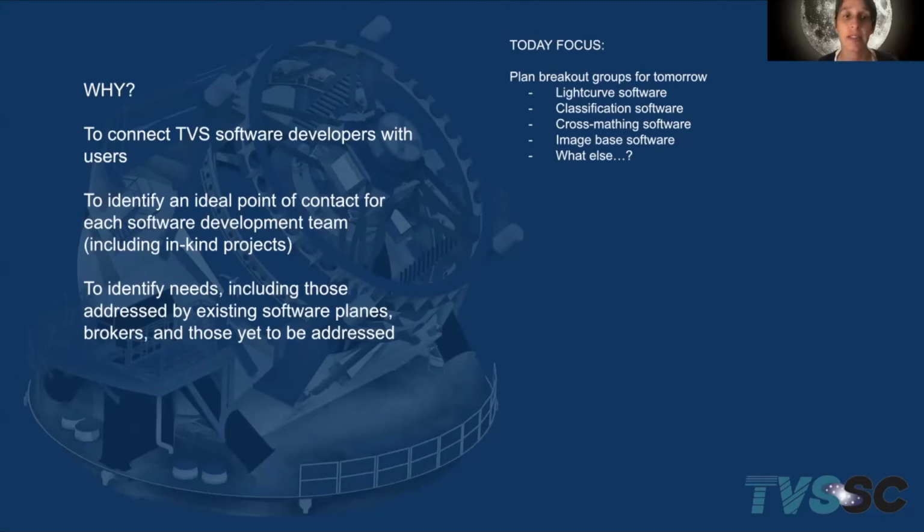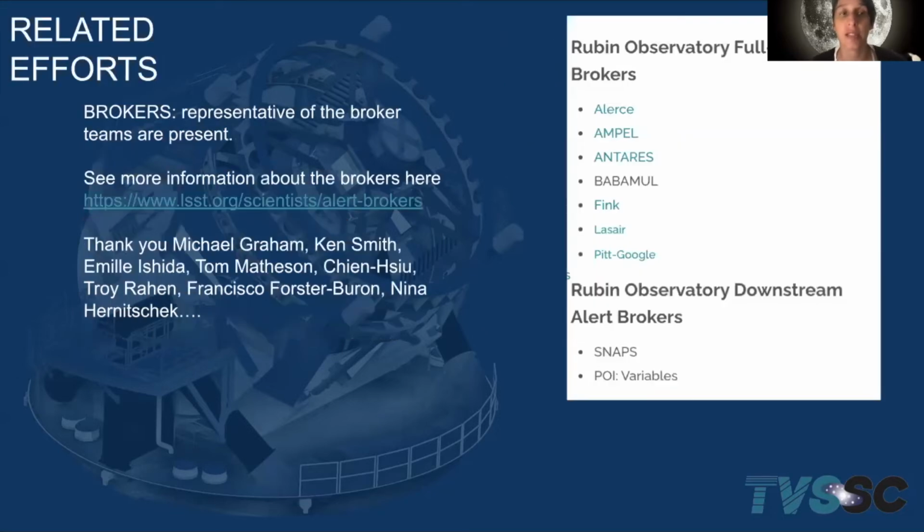So we want to identify needs of the TVS community, including those that are addressed by existing software or existing software plans, including the brokers, and those that are yet to be addressed. I mentioned brokers, and let me discuss brokers in slightly more detail. So brokers are pieces of software that sit in between the Rubin time domain alert stream and provide the data from the alert streams to the community.